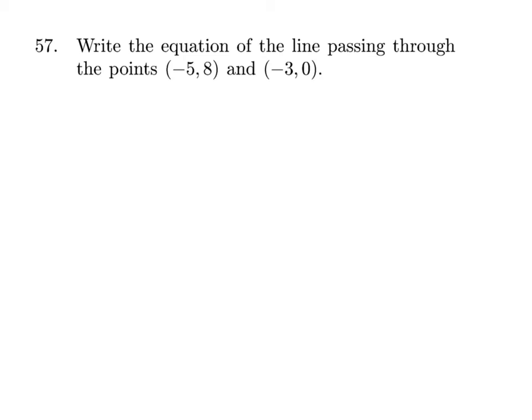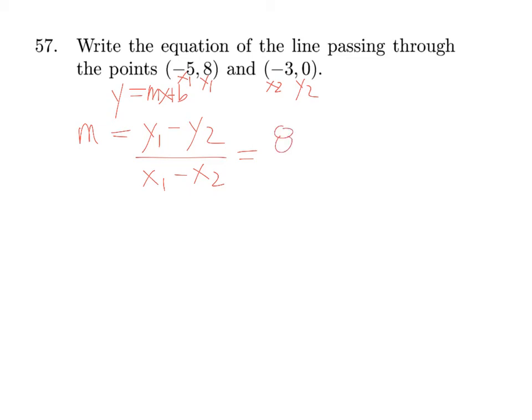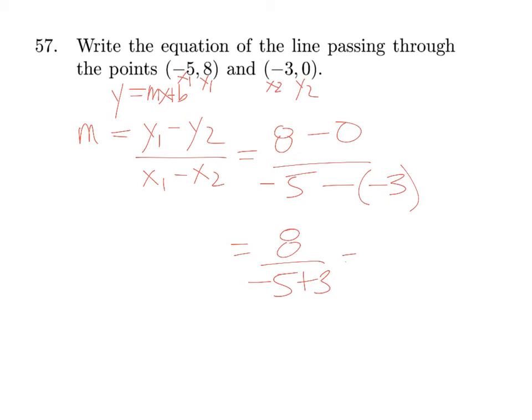Write the equation of the line passing through the points. Okay. Very similar to what we did before. Y equals mx plus b. That's my x1, that's my y1, x2, y2. Figure out the slope first. So I get y1, which is 8, y2, which is 0, over x1, which is -5, minus x2, which is -3. So I get 8 over -5 plus 3, 8 over -2, which is -4.